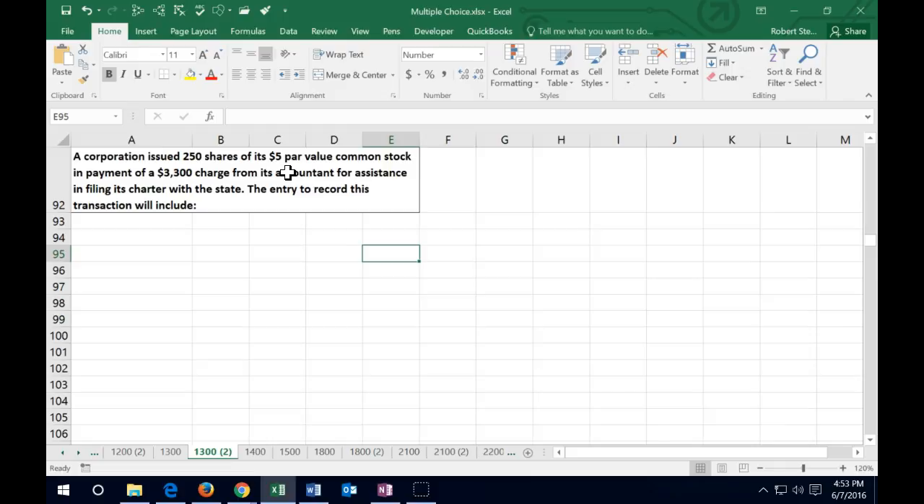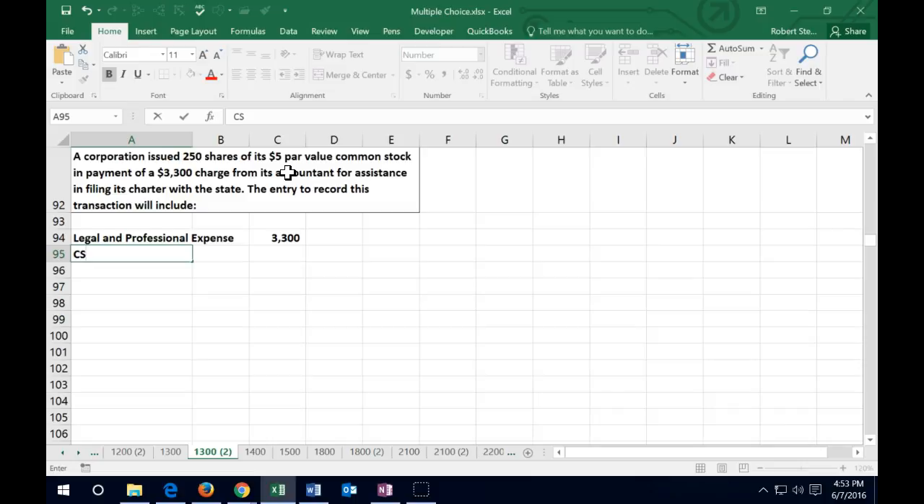So let's see what this would look like. If we got a bill from the accountant, it might be going to accounting expense or legal and professional expense. Some kind of expense account is going to go in here. That's going to be the debit for $3,300. That's the bill we got. Then we're going to issue the common stock. I'm just going to say common stock is going to be issued. Now we issue it at just the standard par value. So I'm going to make it a negative to make the credits negative. It's going to be the 250 times 5. That's what we're going to issue.